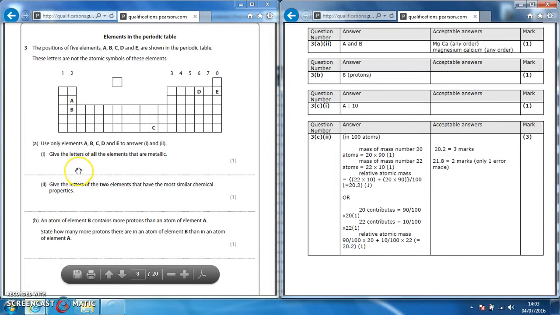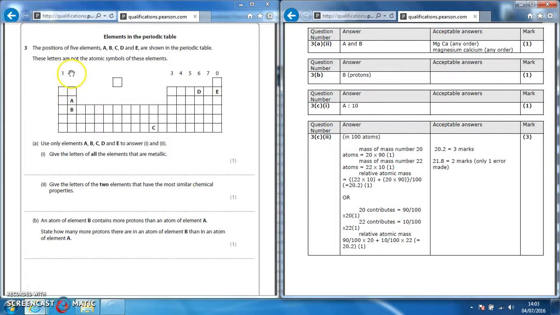For part B, an atom of element B contains more protons than A. State how many protons there are. So you could look at the periodic table and find that and count them. Or you could just go on the knowledge that each row means that you've had another full outer shell. So A would have 8 more electrons. So that'd be 1, 2, 3, 4, 5, 6, 7, 8 places. So it'd have just 8 more because it's a full outer shell.